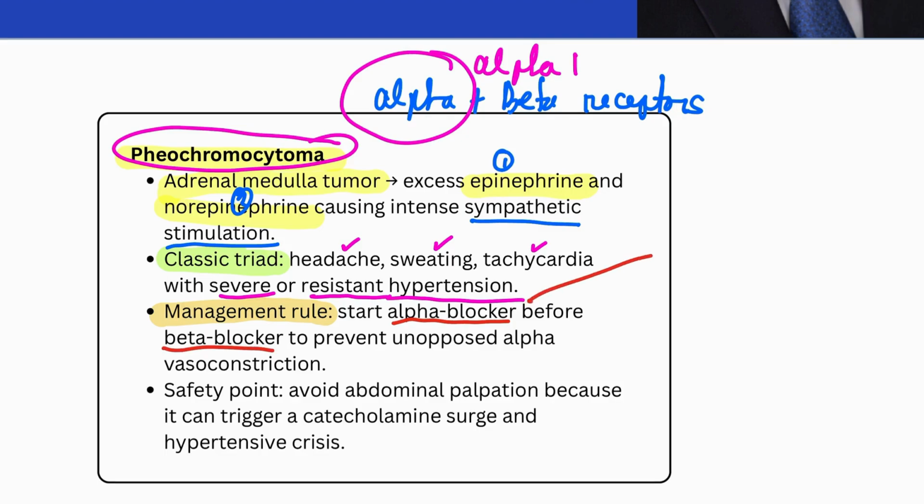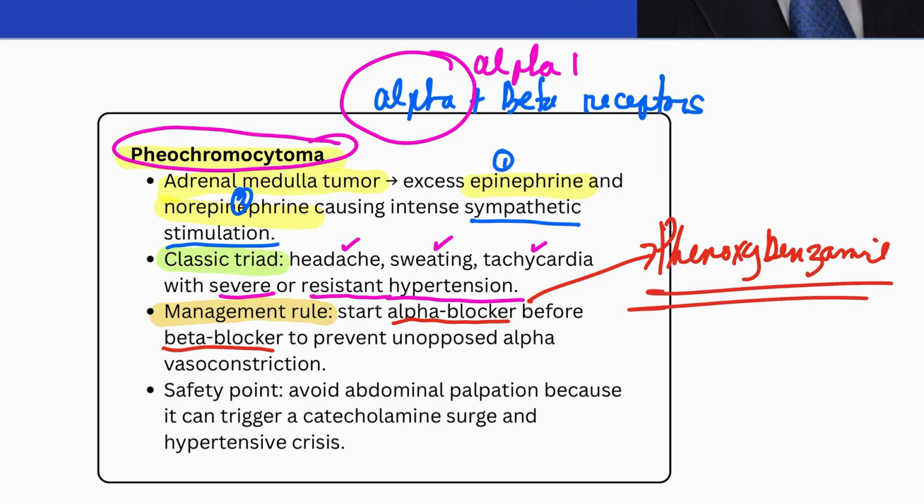So the medication which is specific for pheochromocytoma, and it's an alpha blocker, is called phenoxybenzamine. That's the alpha blocker that is commonly used in pheochromocytoma, and it has to be given before a beta blocker. So let's say a beta blocker such as propranolol, right? And why is that?